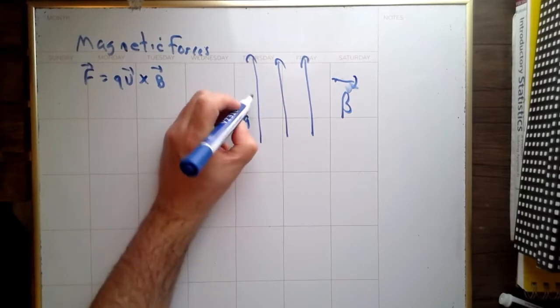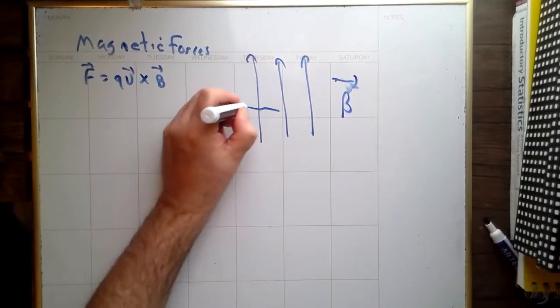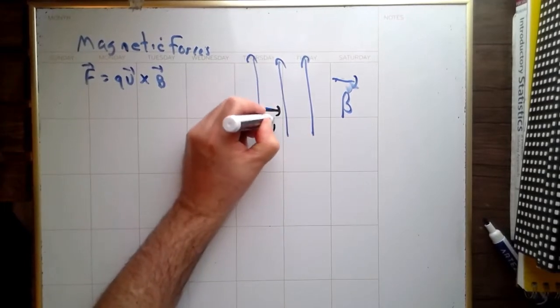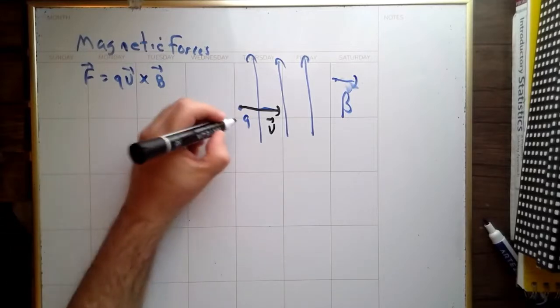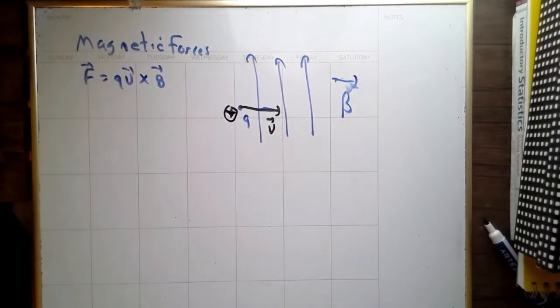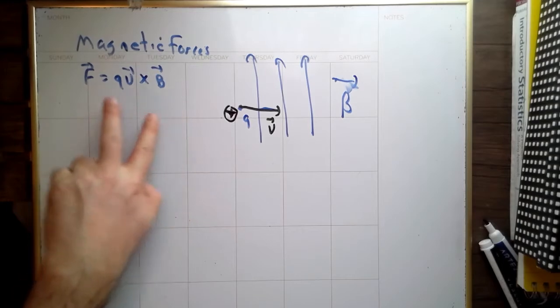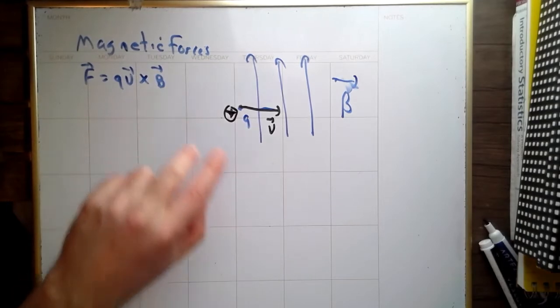What if we have that charge moving though? So let's say I have it moving with some velocity vector v. And let's assume for now it's a positive charge. We'll do everything with positive charges for a minute, and then we'll talk about negative charges. Then that force is the cross product of V and B. And to do that, we follow the right-hand rule.